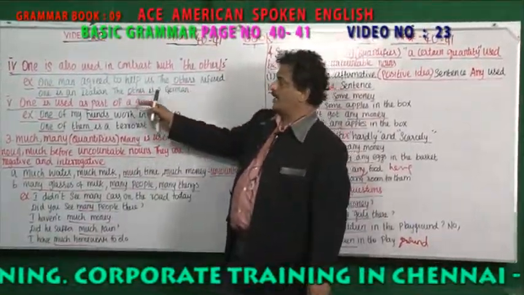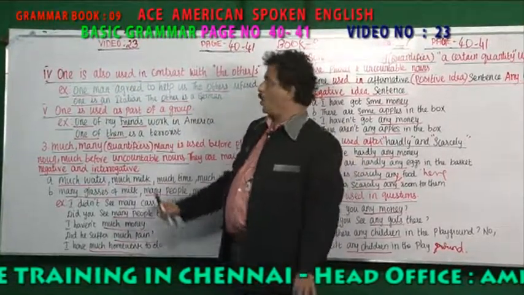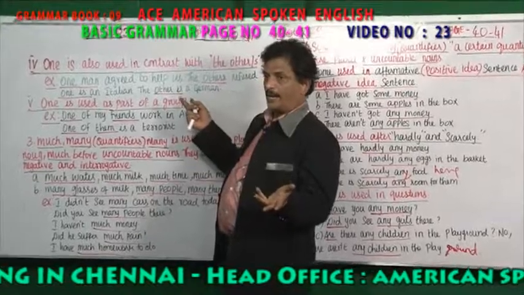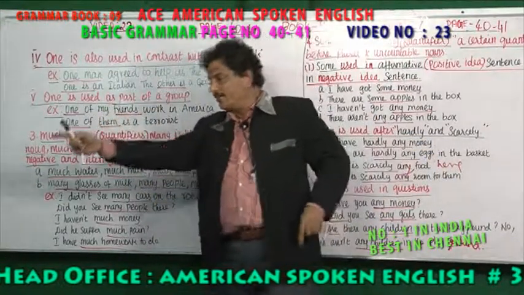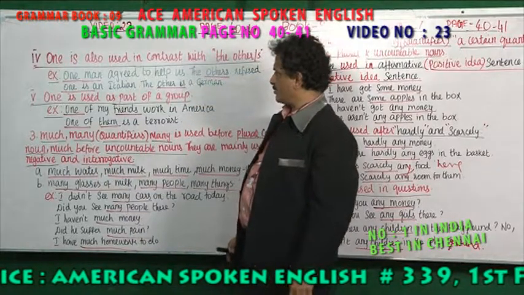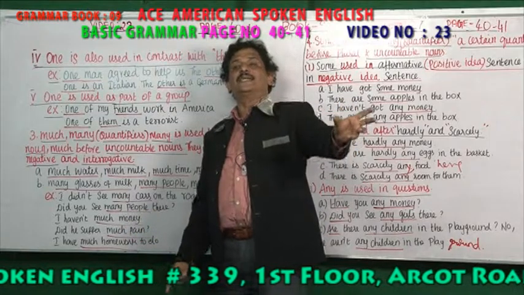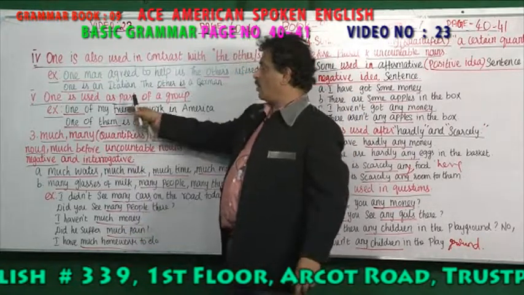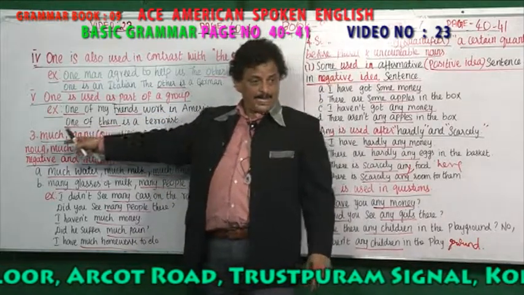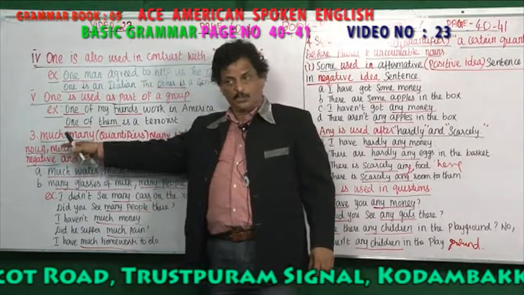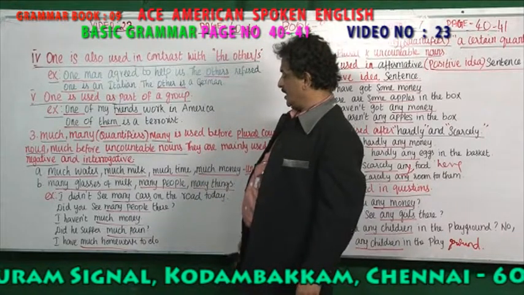So dear friends, what you understood is one as a pronoun, singular. Once it is plural. Opposite of one is the other. One is a doctor, the other is an engineer, right? Contrasting. So next what you have seen is one is used to mention somebody in a group, one of the boys, one of them. And much and many. Much is used with uncountable nouns, many is used with countable nouns. So that's what you have seen here.